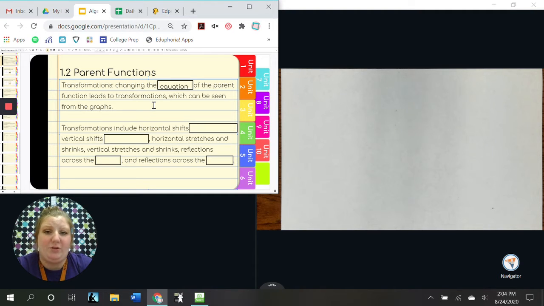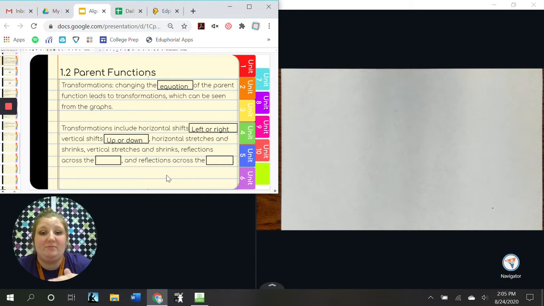So remember, we have all those different graphs of what the parent function should look like. It's just going to change the way the graph looks. And there's several different transformations that can happen. You can have all of them happening at one time, or sometimes you may only have one or two. So the transformations include horizontal shifts, left or right. So that means our graph is going to shift from side to side from what it originally was. Vertical shifts up or down.